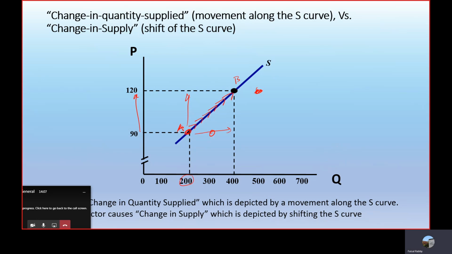Now, what would happen if some non-price factor affects sellers' behavior? For example, what if the cost of labor decreases, let's say due to a decrease in wages? Or what if the cost of raw materials decreases? Or what if the government tells all these sellers that, you know what, I'm going to reduce your business taxes. So in any possible way, if the cost of doing business decreases, sellers are encouraged.